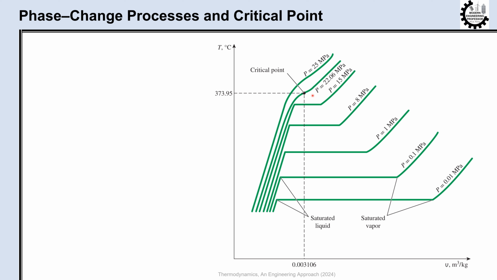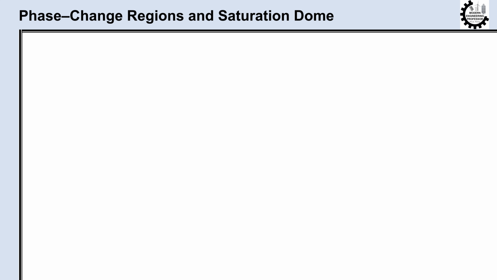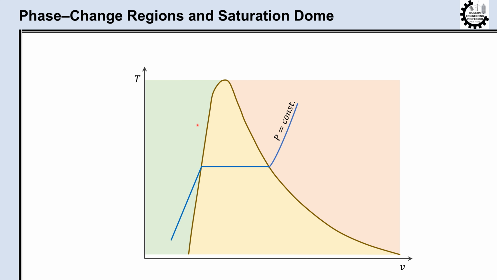As the pressure is increased further, the saturation line continues to shrink, and it becomes a point. This point is called the critical point. It is defined as the point at which the saturated liquid and saturated vapor states are identical. For water, the critical point occurs at 22.06 megapascals and 373.95 degrees Celsius.